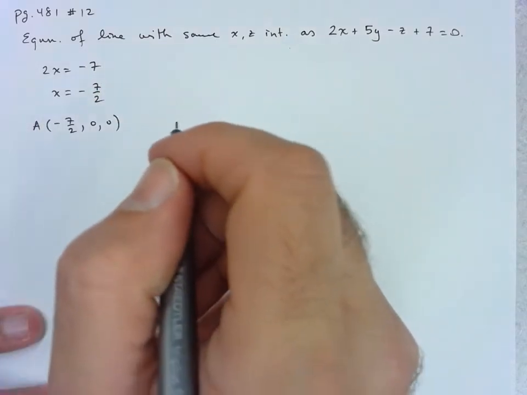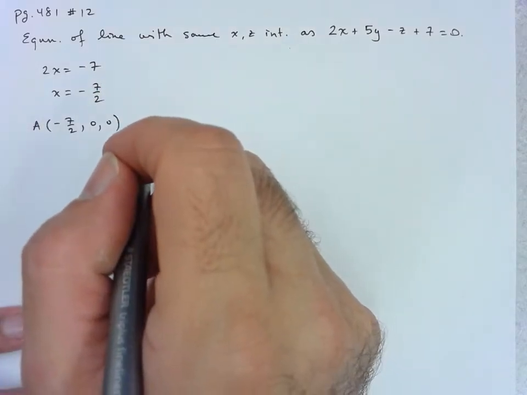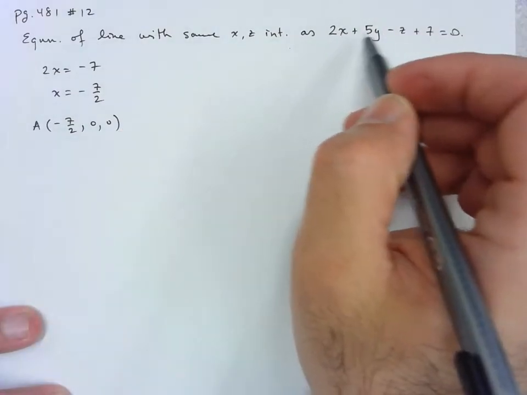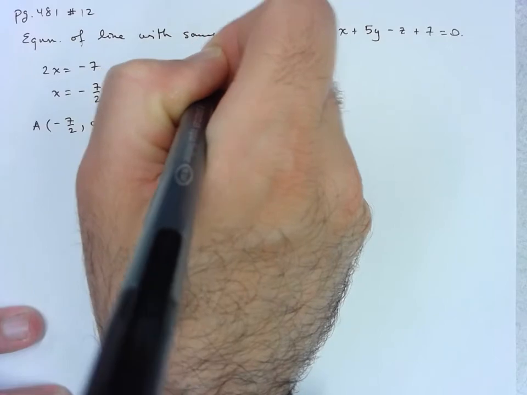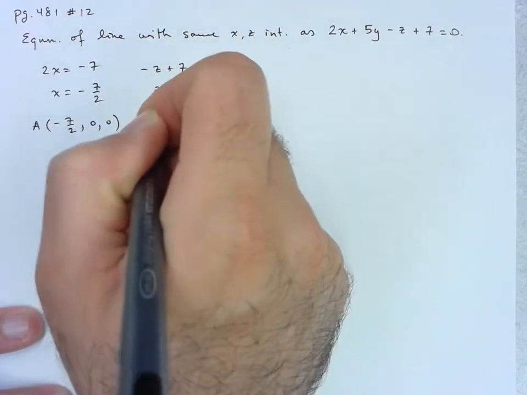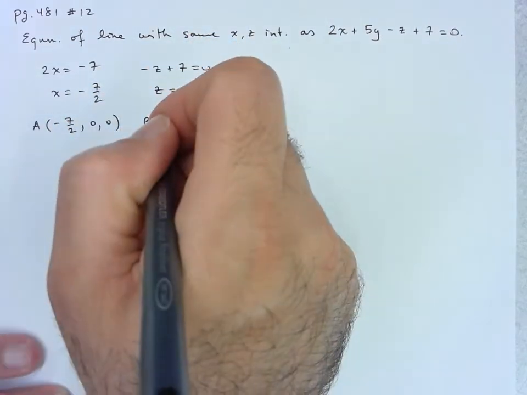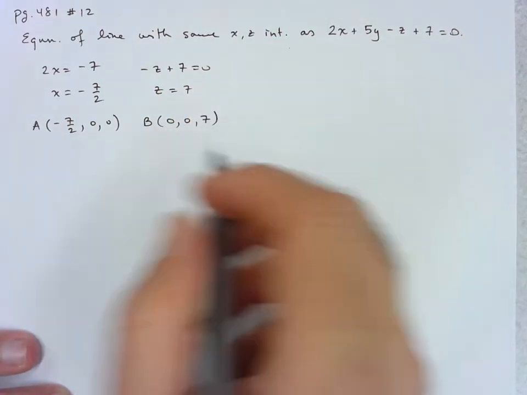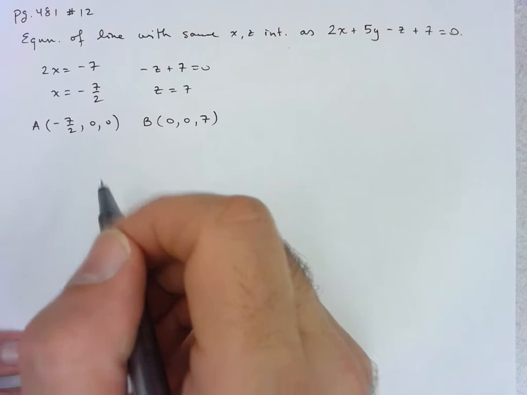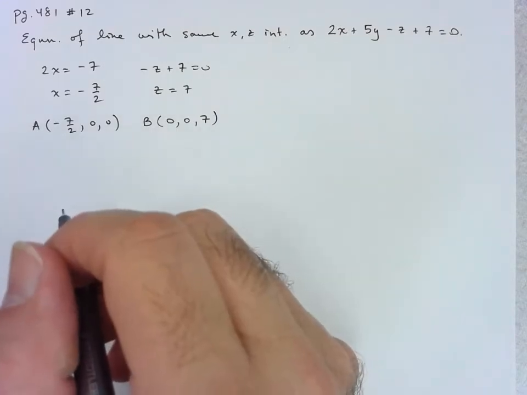So our x-intercept, and I'll call that point A, is (-7/2, 0, 0). Okay, and now we'll do the same thing for the z-intercept. You make x and y equal to 0. So we have -z plus 7 equals 0, so z is equal to 7. So our second point on this line is (0, 0, 7). Now that we have these 2 points on the line, we can easily determine an equation.